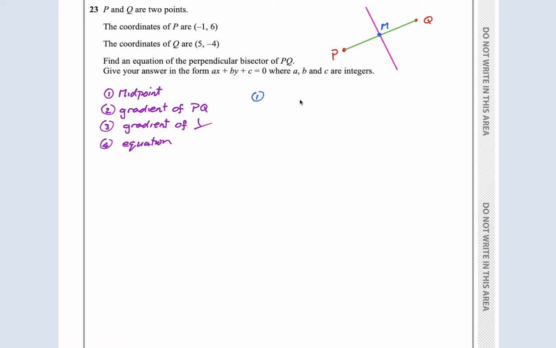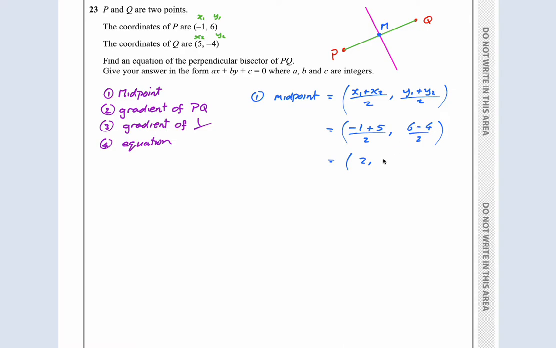The midpoint, how do I get the midpoint? Well, the midpoint is x1 plus x2 over 2, comma y1 plus y2 over 2. This is x1, y1, and this is x2, y2. So this plus this: minus 1 plus 5 over 2, comma 6 minus 4 over 2, which is 4 over 2, which is 2, and 2 over 2, which is 1. Okay, so the midpoint, this M, is 2, 1.